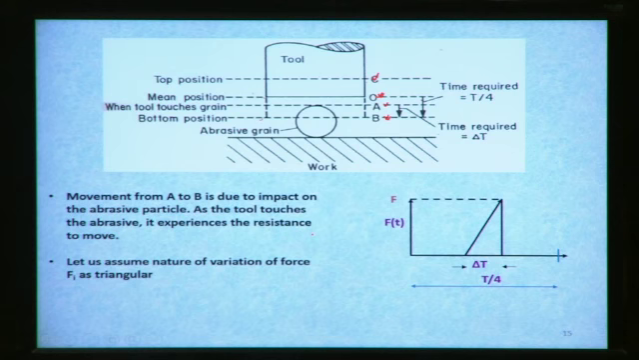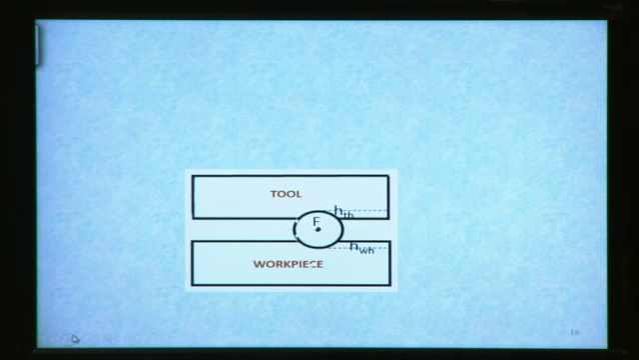So let us assume the nature of variation of this force Fi is triangular. Like in the throwing model, we are considering this nature of vibration of the tool as triangular, although it is not triangular, but for simplicity of this calculation we consider it triangular. So from here to here it is T by 4, a quarter of the cycle. At a quarter of the cycle, only for del T time is it actually in touch. So from 0 it will go to the maximum value of this force for this time del T.